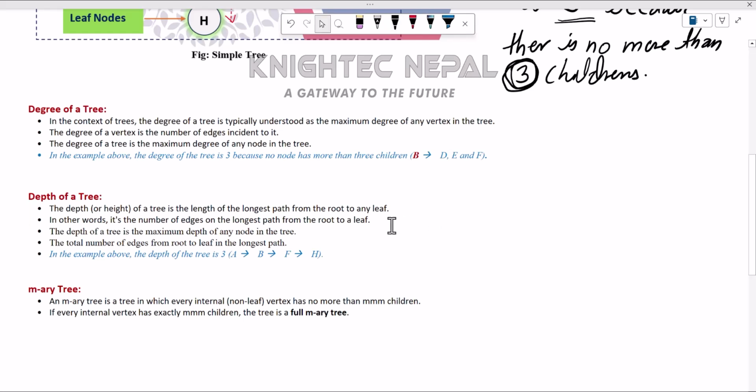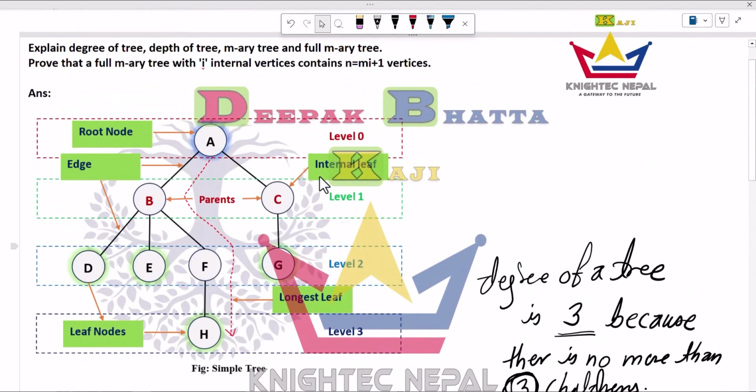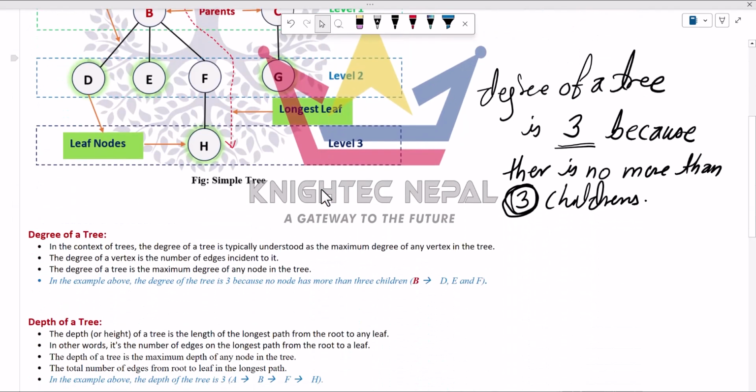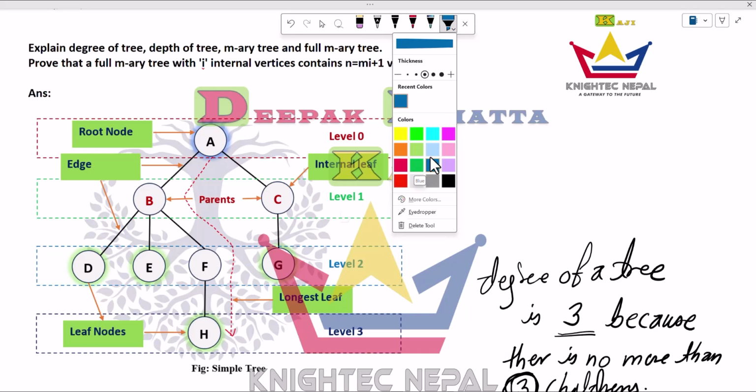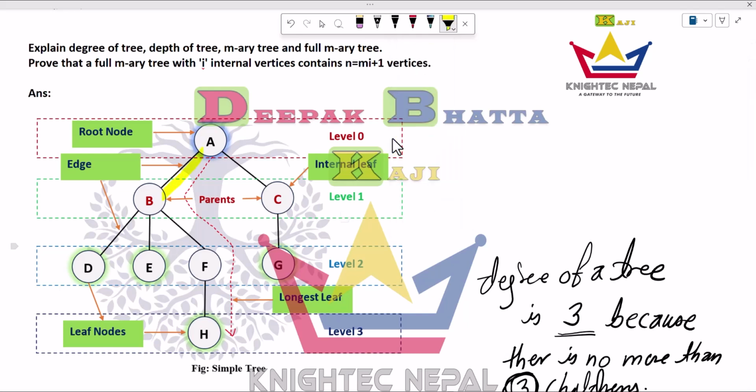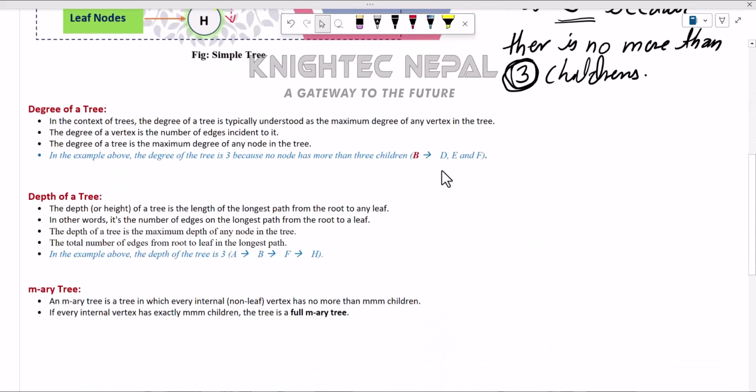So here in the above example, from root node, that is A, to H. So here A to H, this is the longest path. So if I make it from A to B, B to F, and F to H, this is the longest path. So count the number of edges. So A to B 1, B to F 1, and F to H 1. So 1, 2, and 3. So the longest path from A to H is the depth of a tree. So depth of a tree would be 3, A, B, F, and H. So this is the depth of a tree.